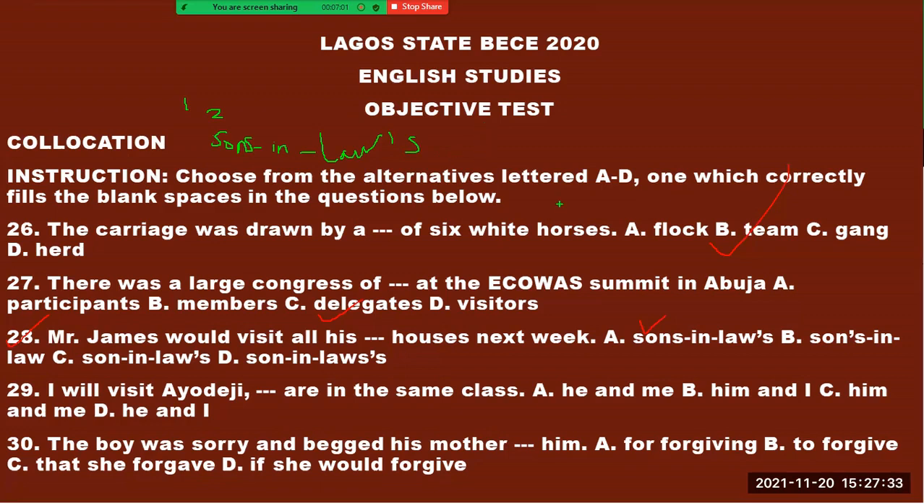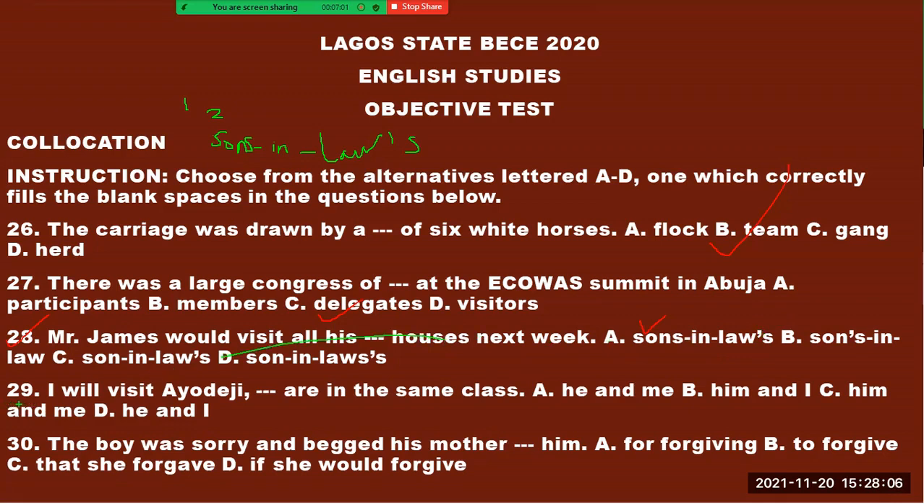So that is why you find that option A is correct. Mr. James would visit all his sons-in-law's houses. Sons-in-law's houses. First, you have more than one son-in-law, so it is sons-in-law. And then you indicate ownership by putting apostrophe and S, all right?